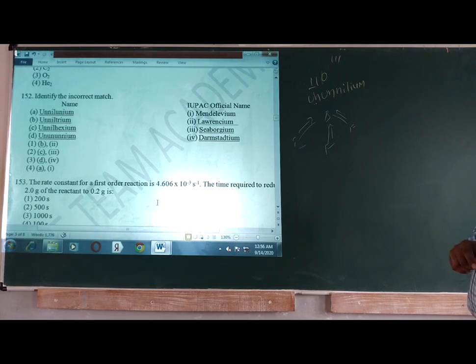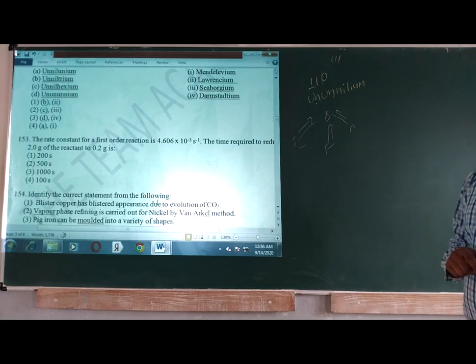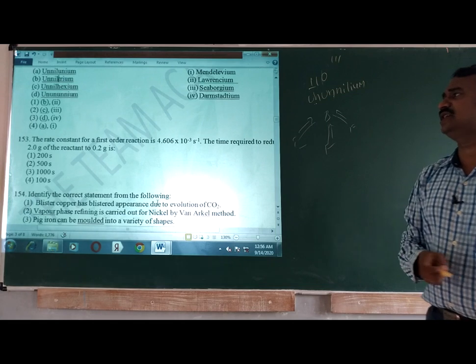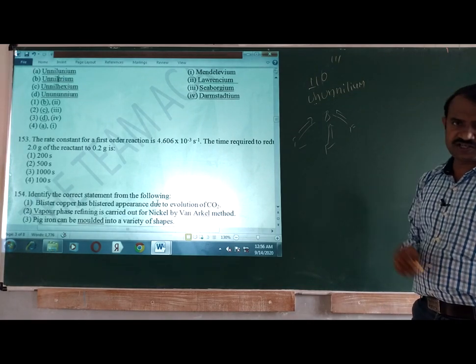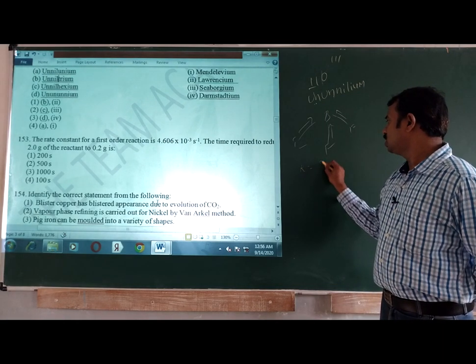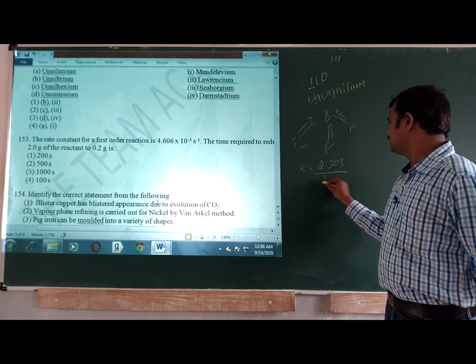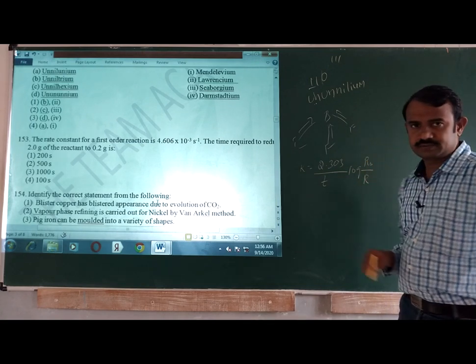The rate constant for a first order reaction is 4.606 into 10 to the power of minus 3 per second. The time required to reduce 2 gram of the reactant to 0.2 gram. Okay, this is first order reaction. The first order reaction is K equals to 2.303 divided by T log R naught divided by R.